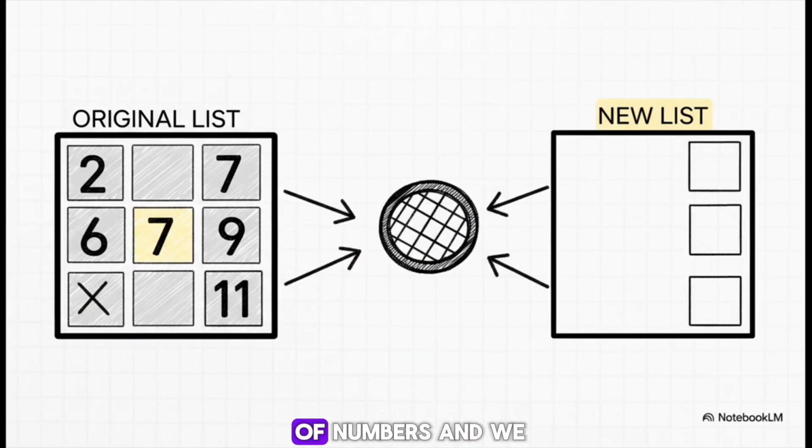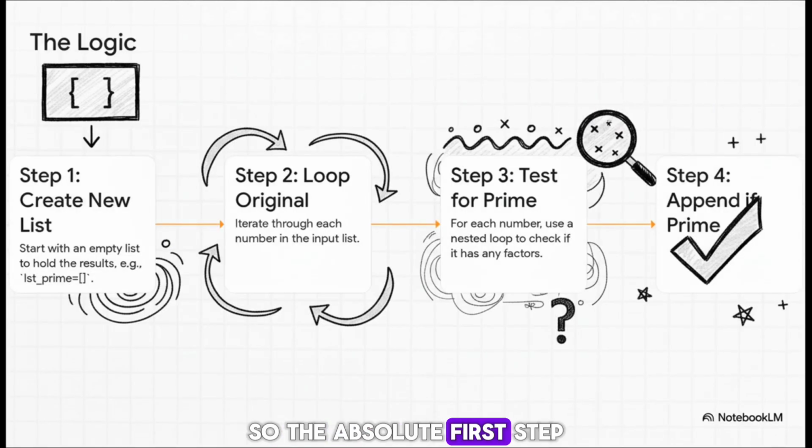We're handed a list of numbers, and we have to be selective. We have to pick out only the prime numbers and put them into a totally new list. So this is really a 2-part mission. First, make a new list, and second, figure out how to tell if a number is prime. So the absolute first step, the one you can't forget, is to create an empty container, lst_prime.